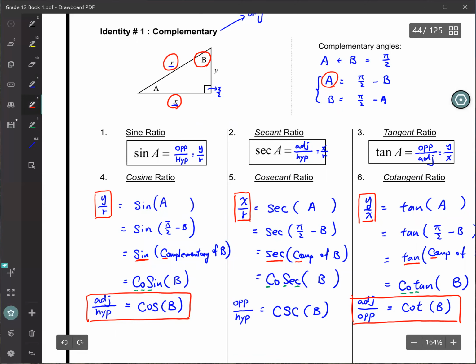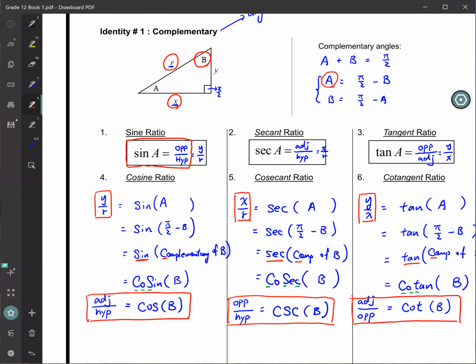If you have three sides, all the ways you can pair them up. You can have opposite over hypotenuse, right? Let's box the 6 boxes here, right? Sine is opposite over hypotenuse, right? And then you have adjacent over hypotenuse, and then adjacent.